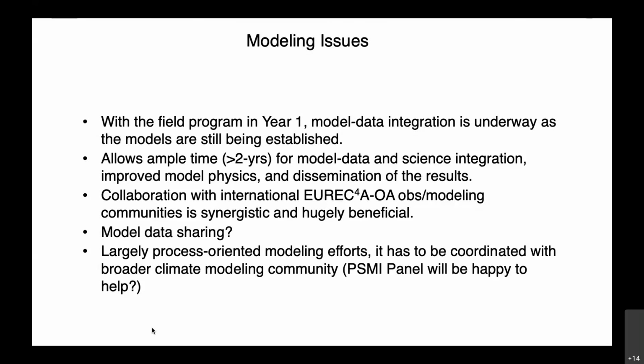So the last point I'd like to point out is that this is a process-oriented modeling effort. All the modeling effort funded by ATOMIC is process modeling. So eventually, especially in year 3 maybe, it has to be coordinated with a broader modeling community where, say, if you improve the bulk formula in this part of the region, do you want to implement it in the global climate model and see the impact on the large scale and other trade wind regimes? So this is where maybe the PSMI panel can help. I know they will be very, very happy to help with coordinating, connecting this ATOMIC team with maybe national modeling centers to do some sort of coordinated modeling effort. So I guess that's what I have here.